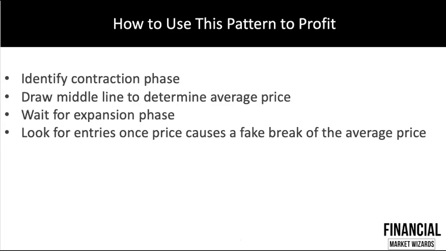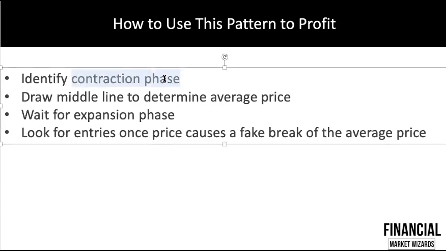Step number one, you identify the contraction phase. Earlier on we said that the contraction phase is where the candles are narrow, price is going nowhere. It typically happens during an ECB press conference, a BOJ press conference, or FOMC. Not always, but generally. Step two would be to draw a middle line to determine the average price. Before you get confused with this, don't worry, we'll make it crystal clear for you.